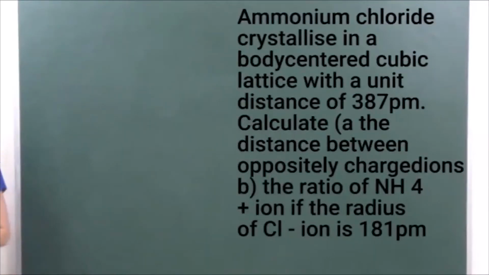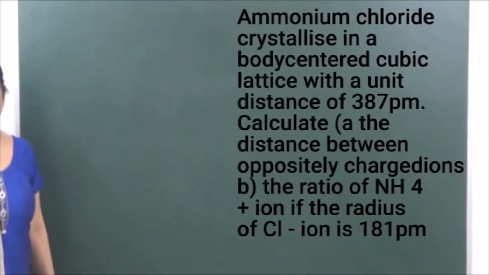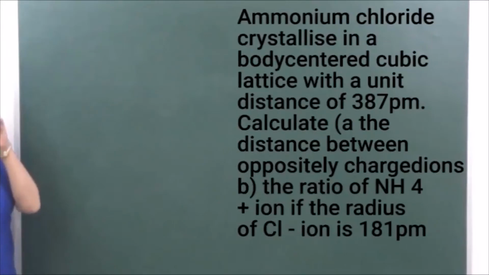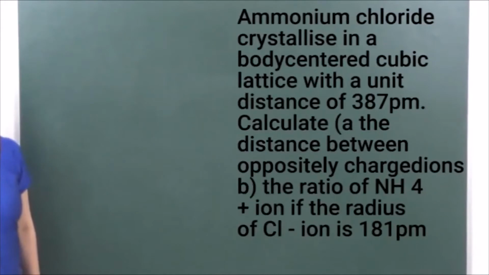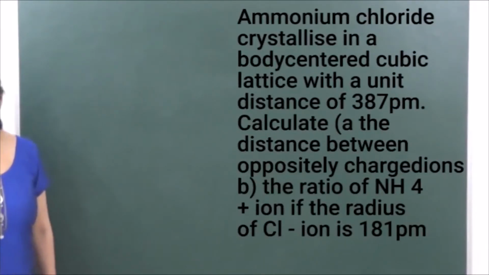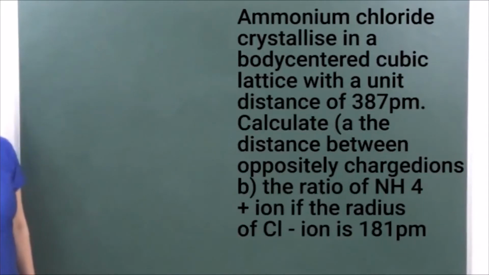First question. The question is, ammonium chloride crystallizes in a body-centered cubic lattice with a unit distance of 387 picometers. Calculate A, the distance between oppositely charged ions in the lattice, and B, the radius of NH4 positive ion if the radius of Cl negative ion is 181 picometer. So this is your question.